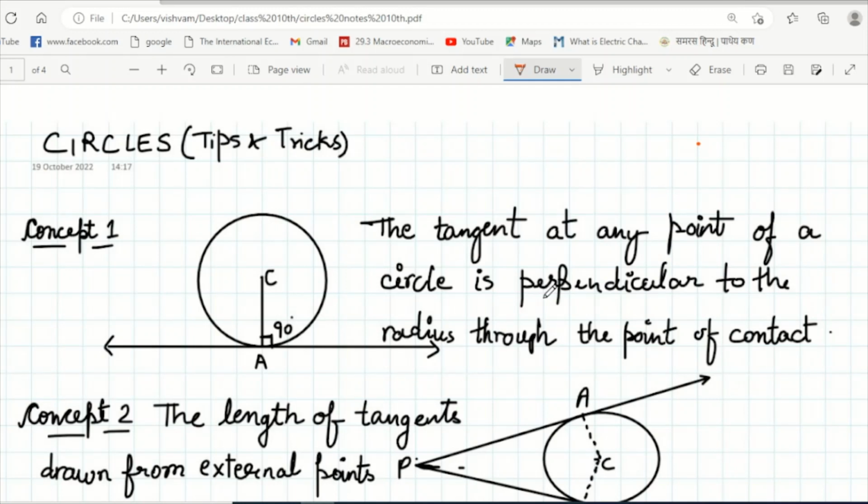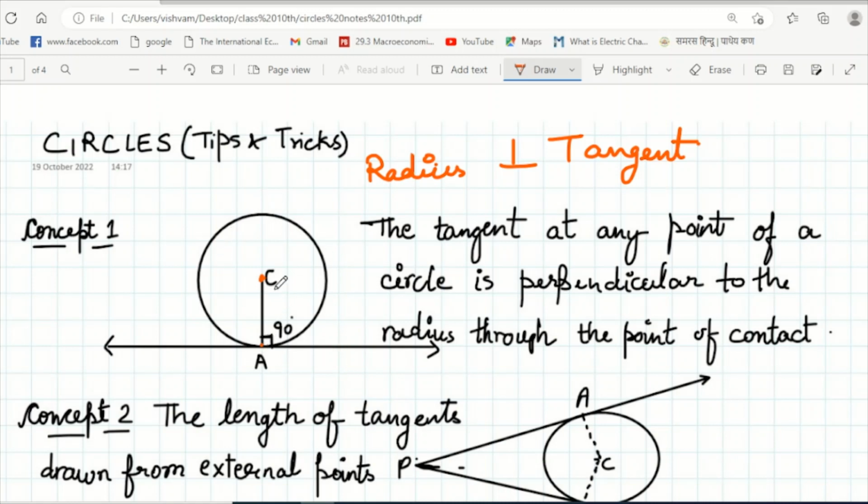Hello everybody. Here in this video you will be learning about circles, and the first concept in this chapter is that radius is perpendicular to tangent. Perpendicular means there is an angle of 90 degrees between radius and tangent.